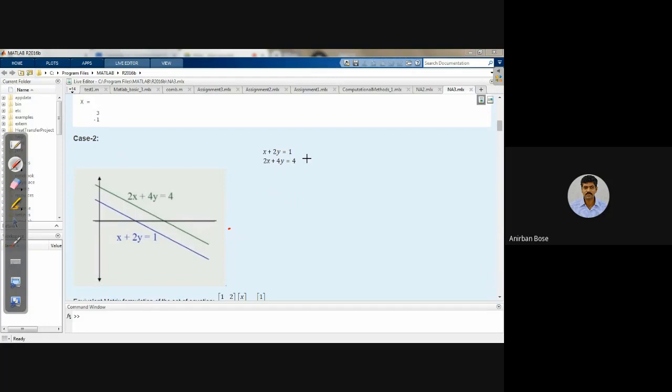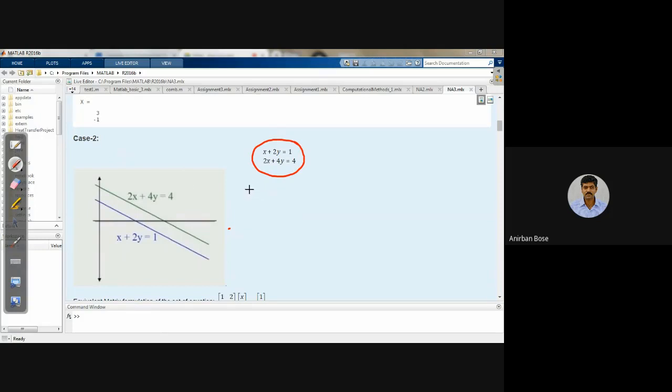Okay, now if you plot these two equations in the graph, it is clear that there is no solution, because these two lines do not cut at any point, right? So that is why there is no solution at all. Okay, so this is one example where there is no solution.